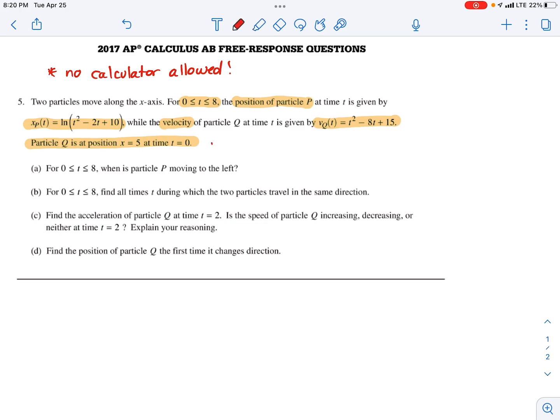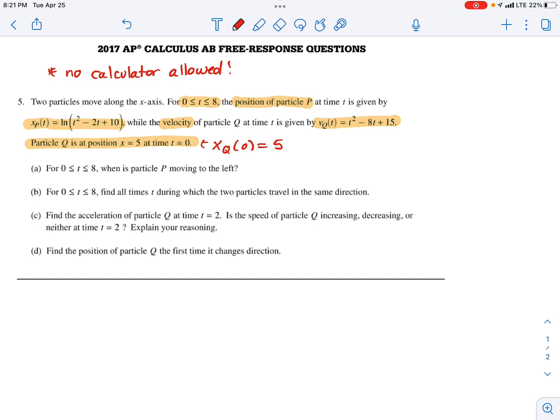Okay, so x_q of 0 equals 5. That's what that part means there. So x sub q of 0 represents the position of particle q at 0. So don't get too thrown off by the subscripts that they're using. It's just to distinguish between particle p and particle q.